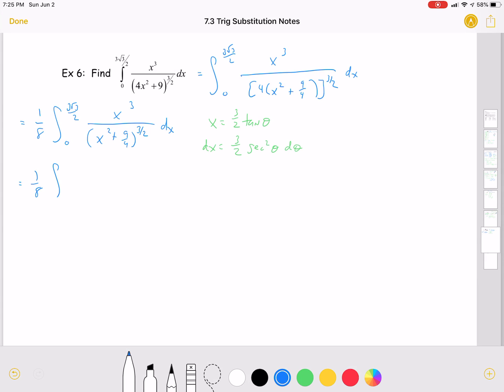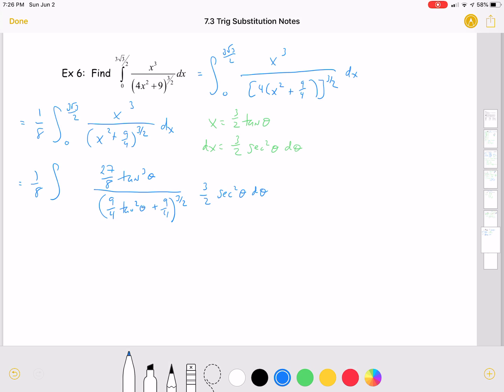So 1/8. I'm going to leave the bounds alone for now because we are going to have to replace those. x cubed is going to be, let's see, that's 3/2 cubed, which is 27/8 tangent cubed theta, over x squared, which is going to be 9/4 tangent squared theta, plus 9/4, all of that to the 3/2, and then dx is 3/2 secant squared theta d theta.